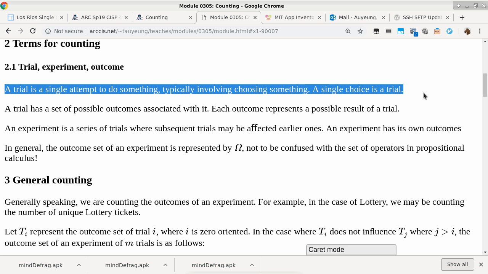So I'll give you an example. This is kind of abstract. You can consider throwing a dice once as a trial. Well, what are you choosing? You're choosing one of the 6 faces of a regular dice.